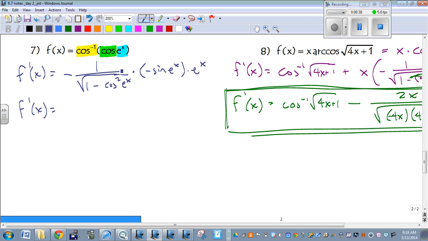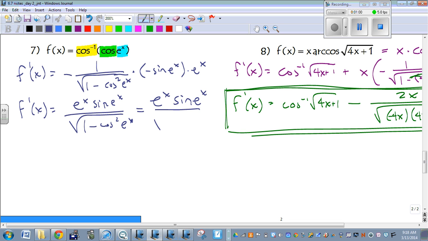So the negatives cancel out. We end up with e to the x times sine of e to the x all over square root of 1 minus cosine squared of e to the x. But what's 1 minus cosine squared? Sine squared. So we end up with square root of sine squared of e to the x on the bottom.